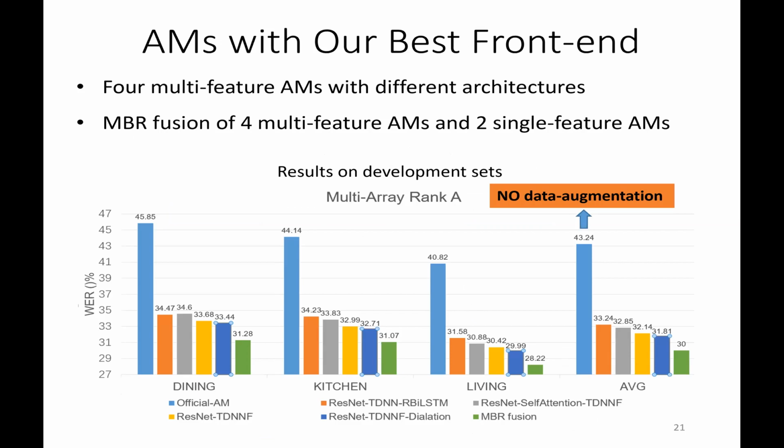In this slide, we compare the word error rates of different acoustic models. Here, the official acoustic model does not use data augmentation, while the other acoustic models use data augmentation. We can see that with training data augmentation and better network architecture, our best acoustic model can yield an absolute word error rate reduction of more than 10%. Using MBR fusion, the overall word error rate on the development set can be reduced to 30%.